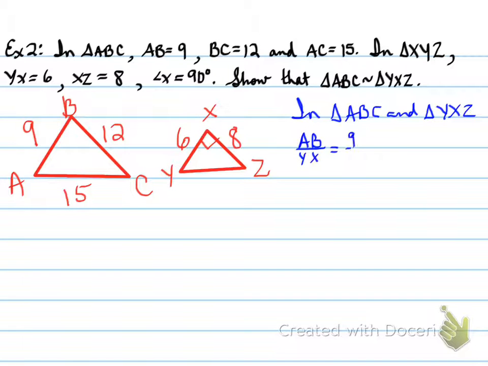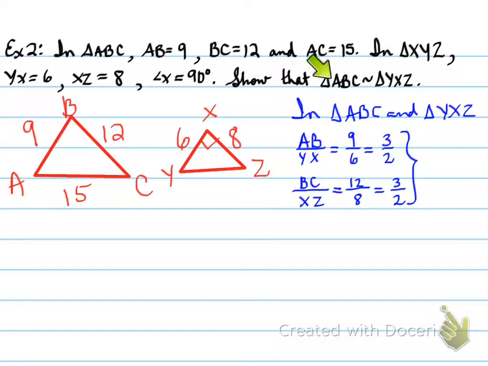So, in triangle ABC and triangle YXZ, I know that AB over YX is equal to 3 over 2. I know that BC over XZ is equal to 12 over 8. And the beauty is we're given this statement here, so each angle corresponds to each side. Now, what's next is, because we proportionally proved it's proportionally equal, we have two scale factors.